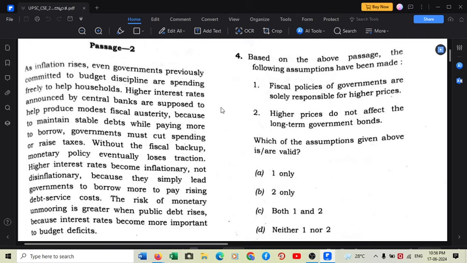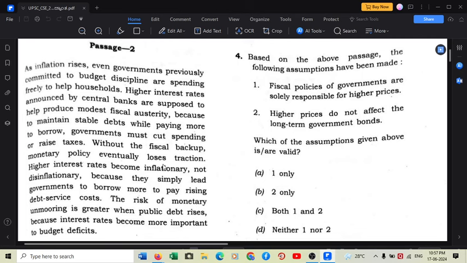Discourage loans, why? So that liquidity in the market can be controlled, and if there is lesser money in the market, definitely inflation will be lower. A higher interest rate announced by central banks is supposed to help produce modest fiscal austerity, because to maintain stable debts while paying more to borrow, governments must cut spending or raise taxes. You see this phrase here, governments must cut spending or raise taxes. This is exactly what is meant by fiscal austerity. Governments cutting spending means they are saving money. Governments raising taxes means they are increasing revenue, right?